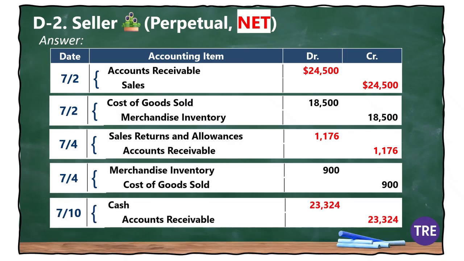On July 10th, the buyer pays within the discount period. The seller simply debits cash $23,324 and clears accounts receivable for the same amount. So what does this mean in practice? Under the net method, both the seller and the buyer recognize discounts right away, assuming they will be taken. This reduces the need for later adjustments and ensures that revenues and receivables are consistently stated at their expected collectible amounts.